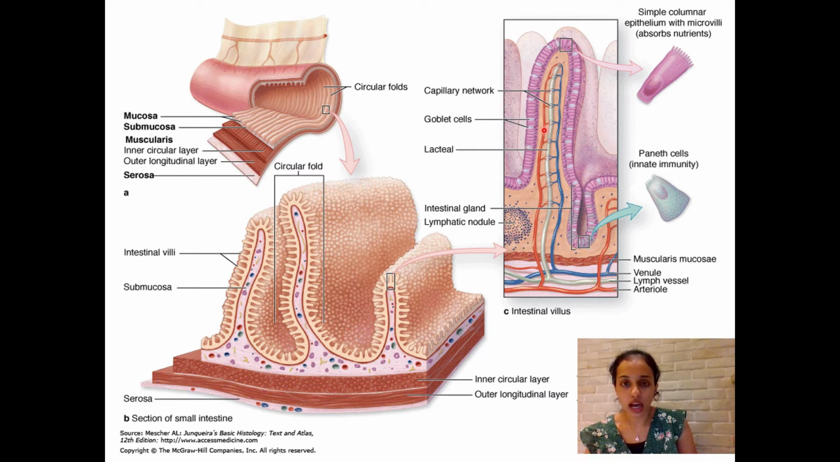At the center you have the lacteal, that is the lymphatic vessel. Then you have the venule and the arteriole, the blood vessels, and at the center the lymphatic vessel, which is called the lacteal. In between the villi, the invagination leads into the intestinal glands. The openings are called crypts, so these are called crypts and they open here. Those are called crypts of Lieberkühn.